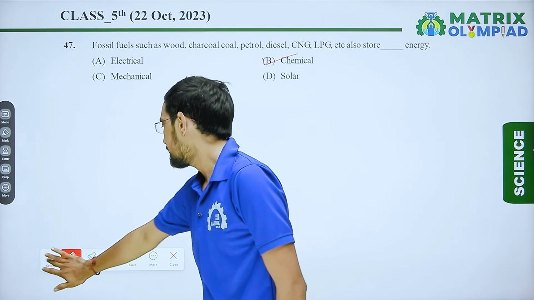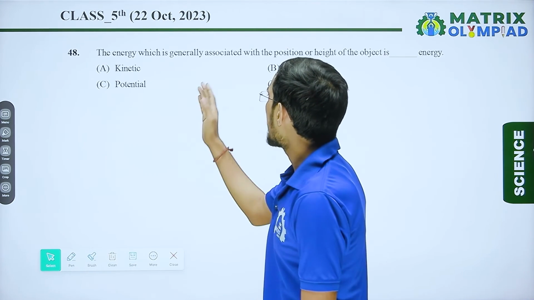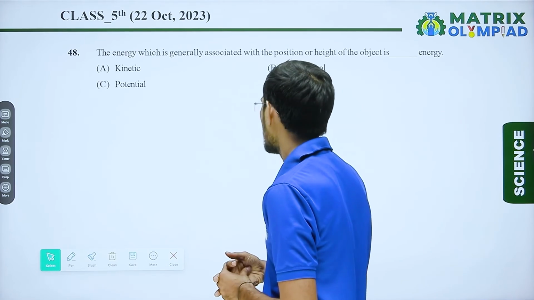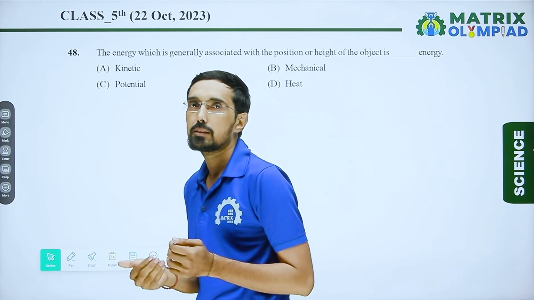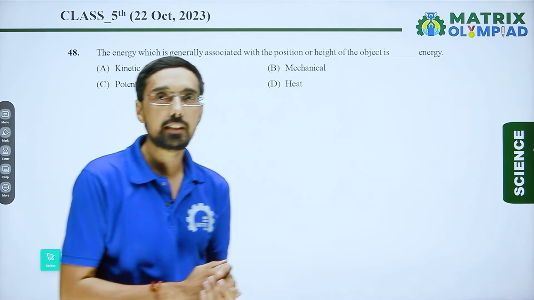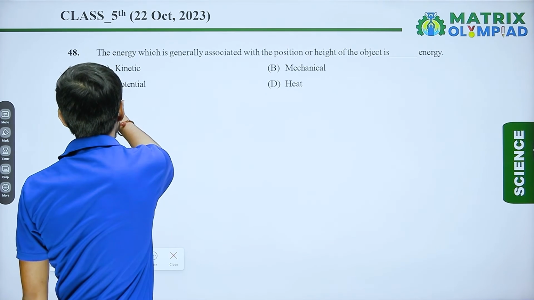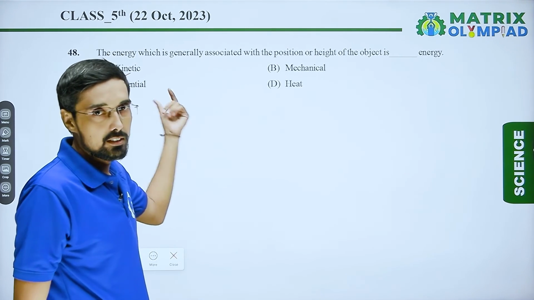Next question is the energy which is generally associated with the position or a height of an object. We can discuss about the position or height of the object. That kind of energy is known as potential energy. So correct answer will be option C.